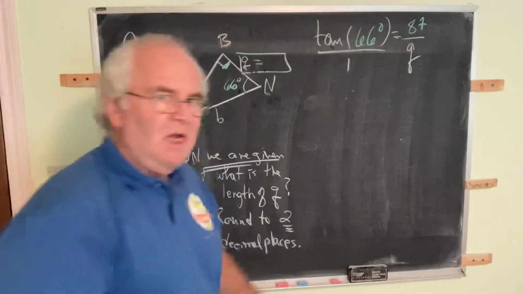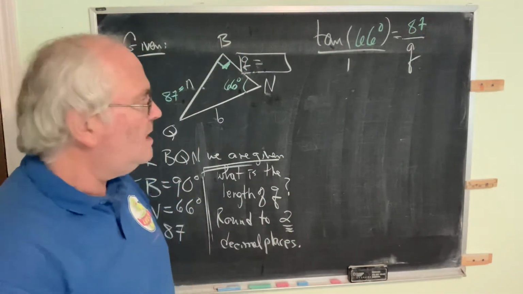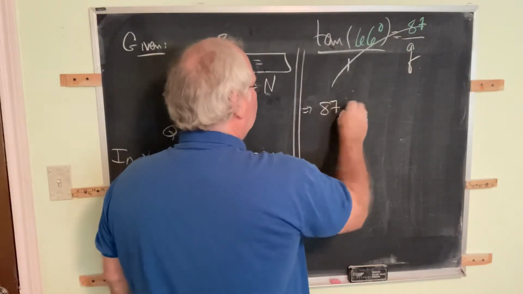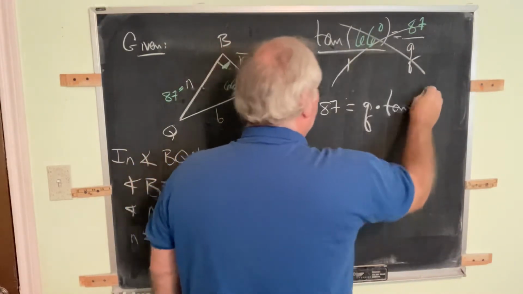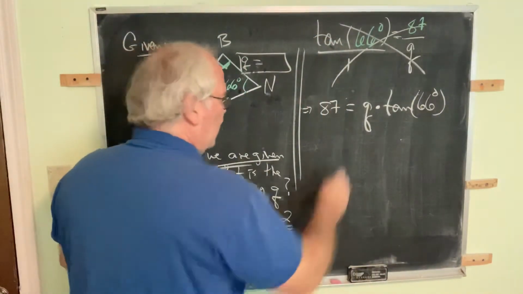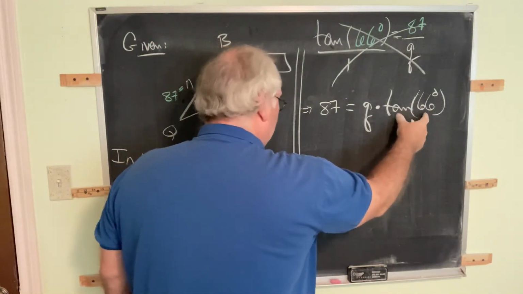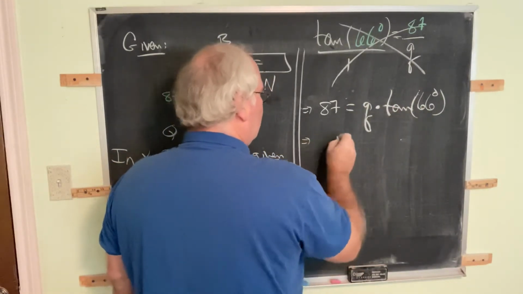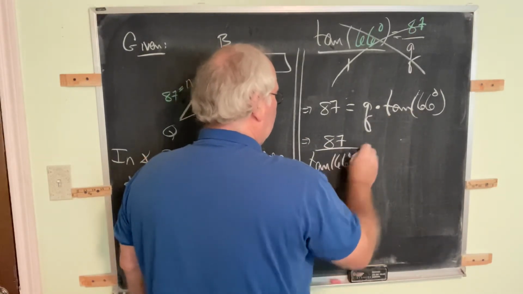Make it into a fraction, cross multiply, set them equal, and it is all over but the shouting. So when we cross multiply, this implies 87 is equal to Q times tangent of 66. So what is Q? Divide both sides by this number. This is just a number. It's a decimal, but treat it just as a number. So Q, divide both sides by that value. So 87 over that number is equal to Q.